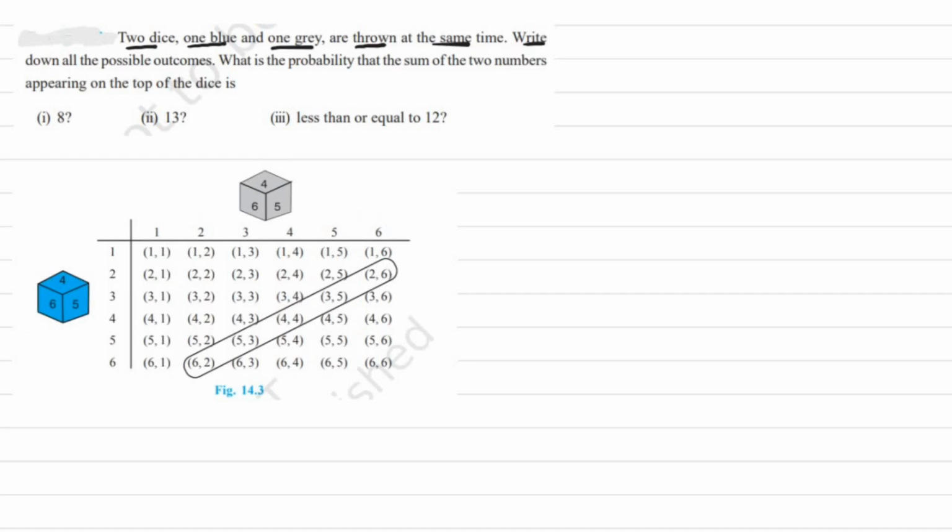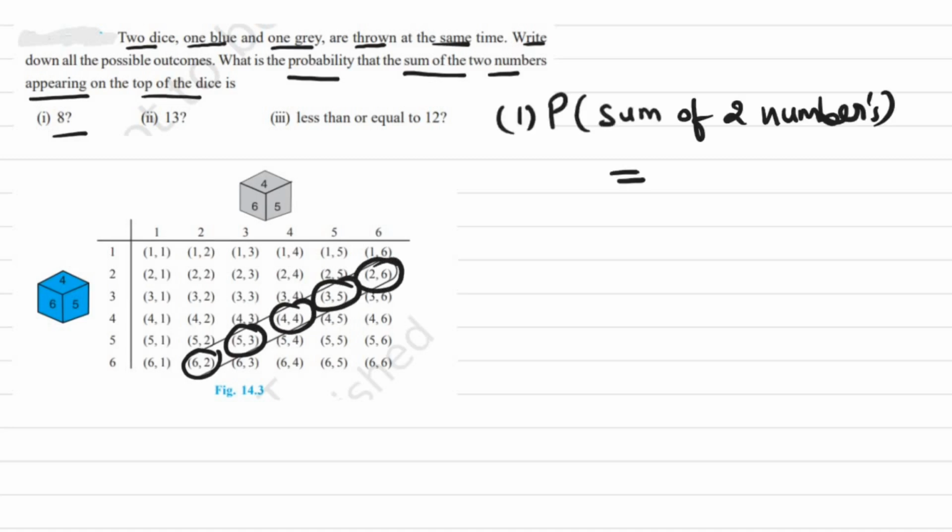Now the question is, what is the probability that the sum of 2 numbers appearing on the top of the dice is 8? So we have to see that when we roll 2 dice together, the sum of digits that appear on the top is 8. So here it is already outlined. These are 6 plus 2 is 8, 5 plus 3 is 8, 4 plus 4 is 8, 3 plus 5 is 8, and 2 plus 6 is 8. So the probability that the sum of 2 numbers is 8 is 5 out of 36 cases.